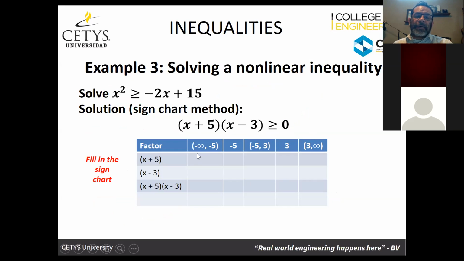So the next step is that we're going to do a chart. In this chart, we are going to put all of the intervals that we found: minus infinity to minus 5, 5, minus 5 to 3, 3, and 3 to infinity. We're going to represent all of these as columns. And we're going to put as rows each of the factors. So one factor is x plus 5. The other is x minus 3. And the last is the combination of these two, which gives us the equation.